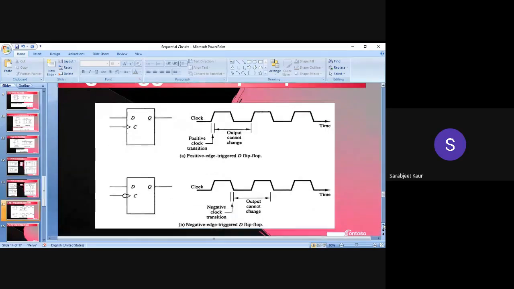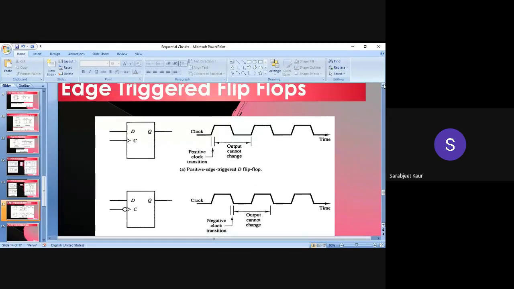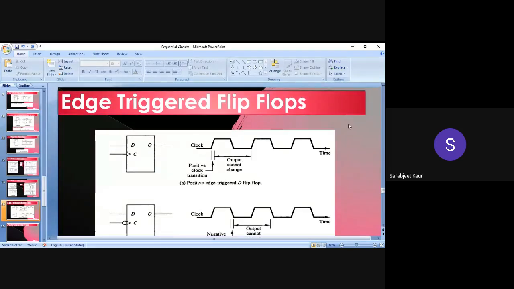So we are just left with, I'll just borrow 5 minutes extra from you today so that we just complete this. The next thing that we're going to see are the edge-triggered flip-flops. What are the edge-triggered flip-flops? We have already talked about these flip-flops as the clocked sequential circuits. What are the clocked sequential circuits? We said that they operate when we give them a clock pulse. Only then they change their state.